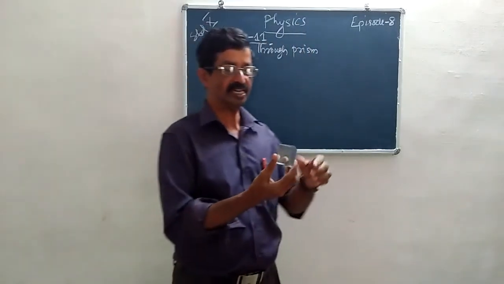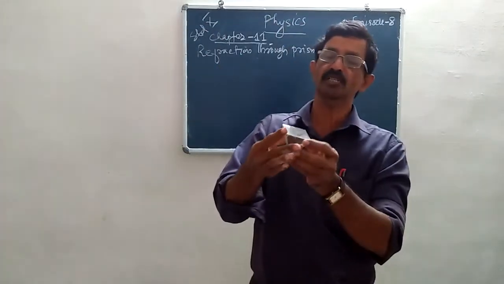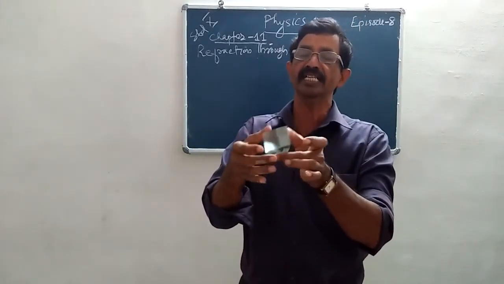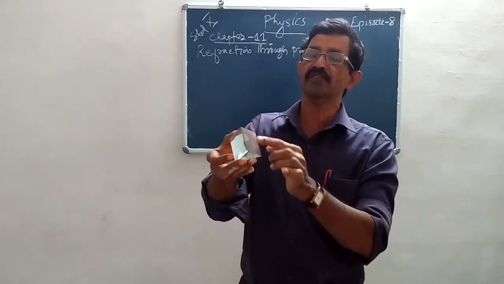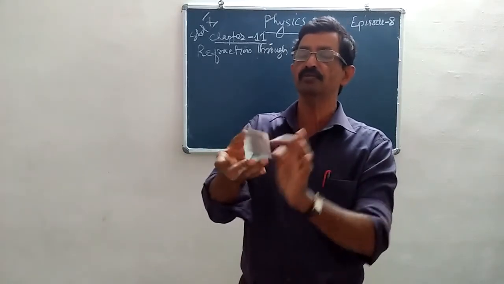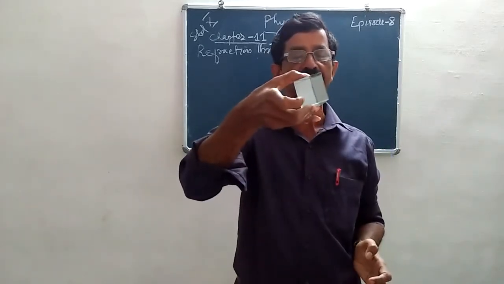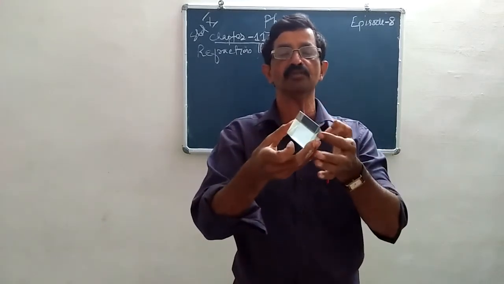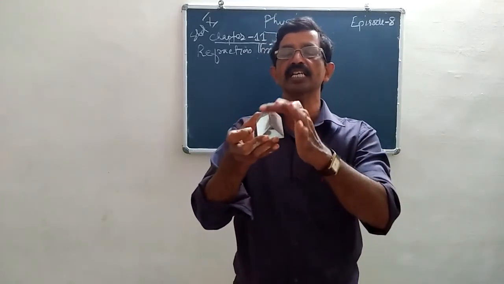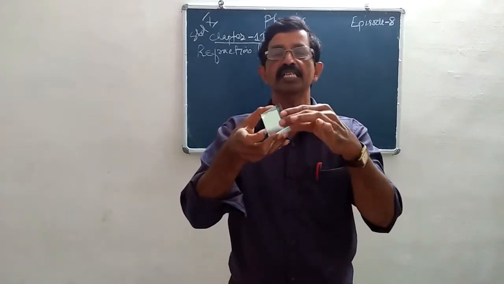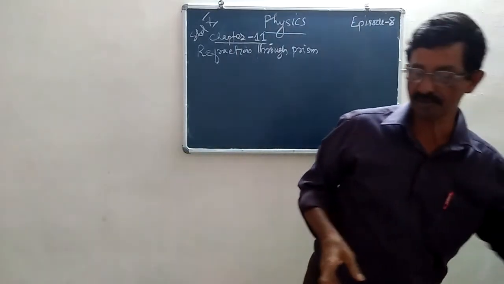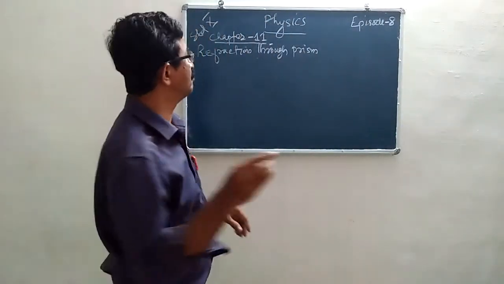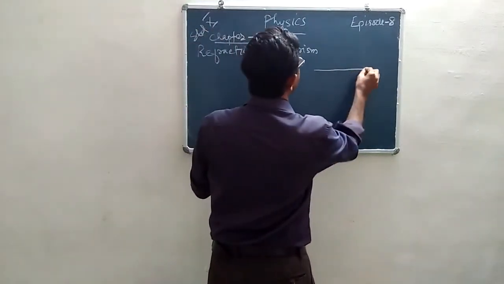Refraction through a prism. See here, for a prism, there are two bases, this one and this one, and three rectangular surfaces: 1, 2 and 3. These are the three refracting surfaces, and this one is the base and this is also a base. This is a rectangular refracting surface. Now, before discussing refraction through this prism, we can recall refraction through a glass slab.